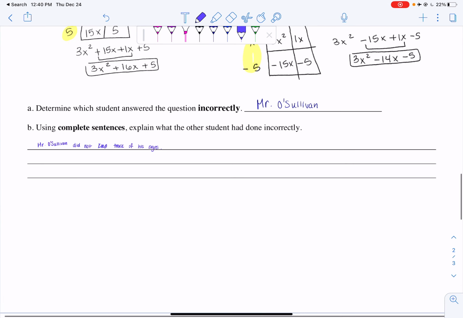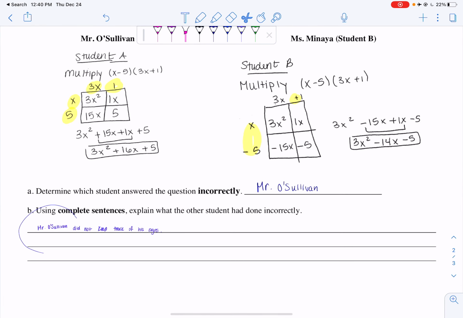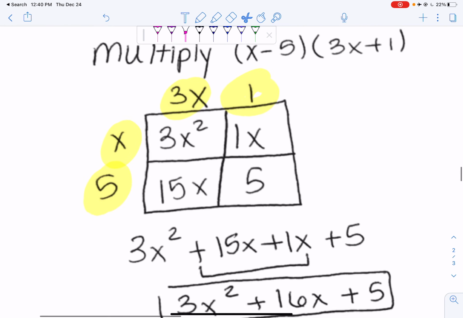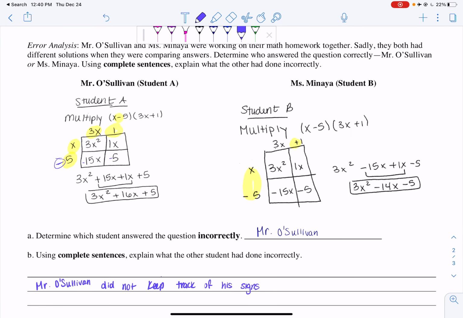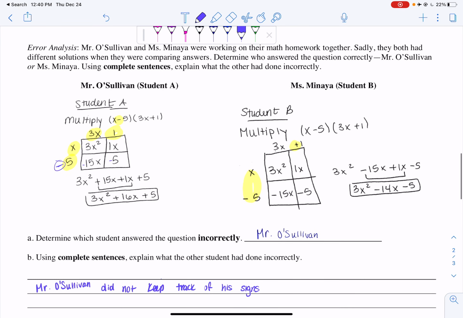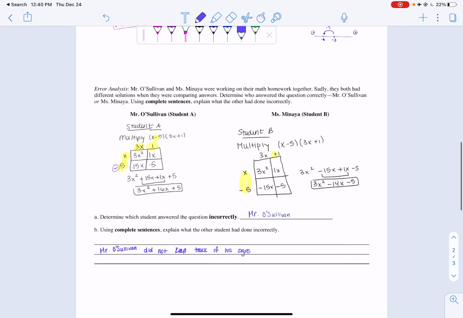Because if you look, I'm going to make this bigger so you can see it if you're watching it on YouTube. He didn't keep track of his signs. But if you look, he made everything positive. So he was like, you know what, everything's positive. But if you look, this 5 is negative. So he should really have a -5 right here, which changes your answers because -5 times 3x is -15x, -5 times 1 is -5, and so forth. So Miss Minaya did the question 100% correct. So you go, Miss Minaya.